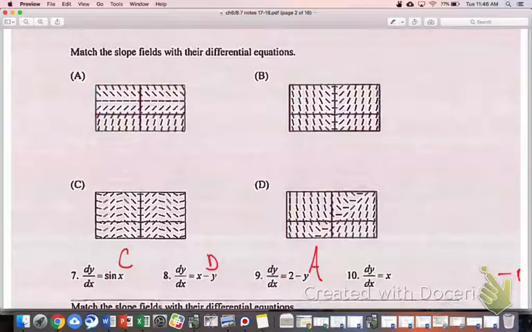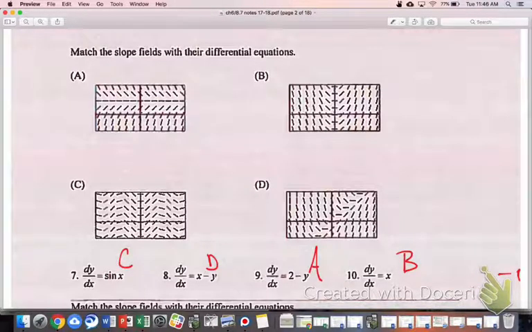Exactly right. And so then, by process of elimination, 10 does have to be B, but I hope that you would recognize that vertical pattern again, like we kind of saw earlier, and you could always plot a few points, like we've just been doing, in order to decipher which one is which. Okay, so C, D, A, B. Any questions on that one? Okay, fair enough. Let's move on.